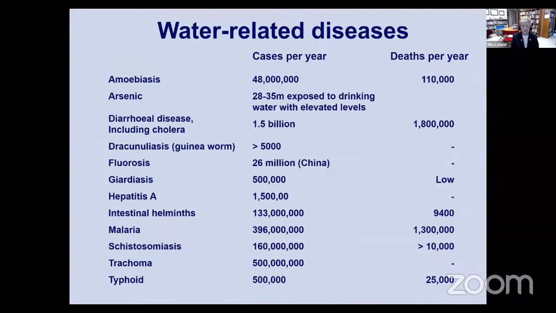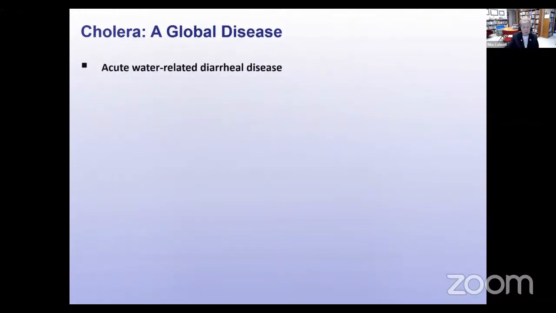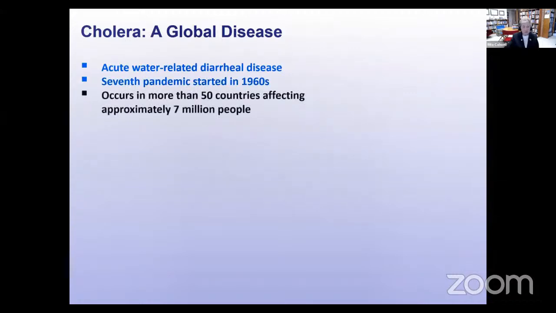The main topic of the discussion is water-related diseases, of which cholera, of course, is the most notorious, with about 2 billion cases a year and almost 2 million deaths. Cholera is a global disease. It's transmitted by water, a diarrheal disease. And interestingly, we're in the 7th pandemic, which started in the 1960s. So we are currently in 2 pandemics, that of cholera and also of COVID-19.